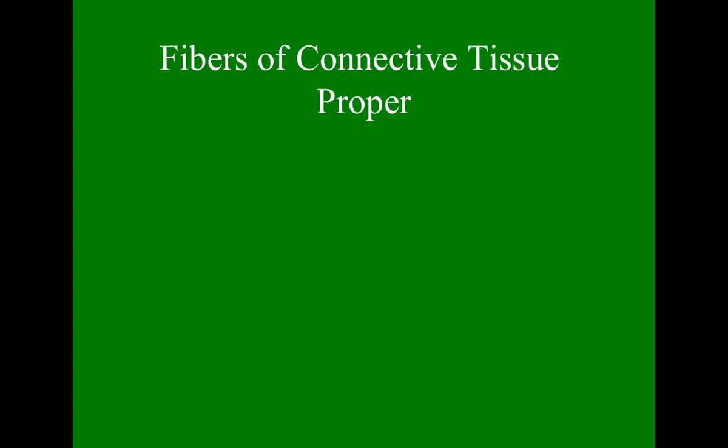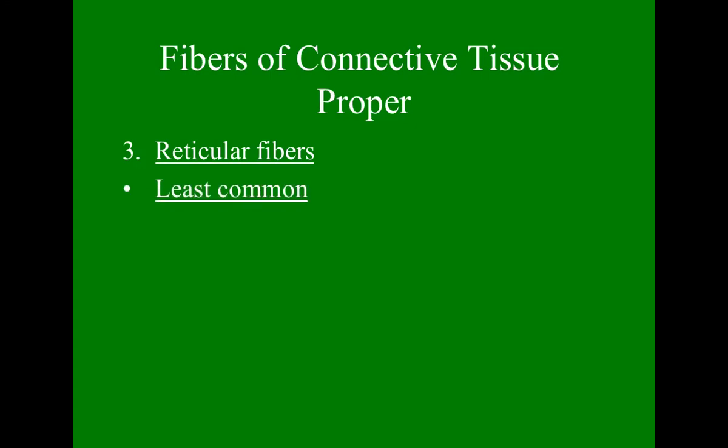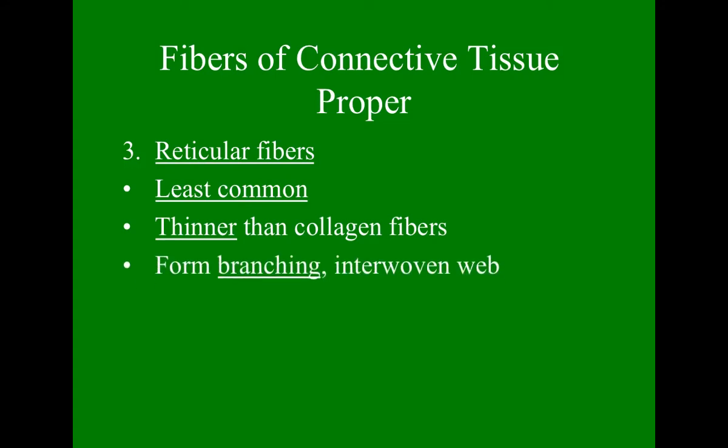The last type of fiber are the reticular fibers. These are the least common in connective tissue proper, and they are thinner than the collagen fibers. They form a branching, interwoven web of fibers. So we've got the straight fibers of collagen, we have the tree-like fibers of elastic, and in the reticular fibers we have this web. Kind of think like a spider web. So they are different not only in how they appear, but how they are arranged.